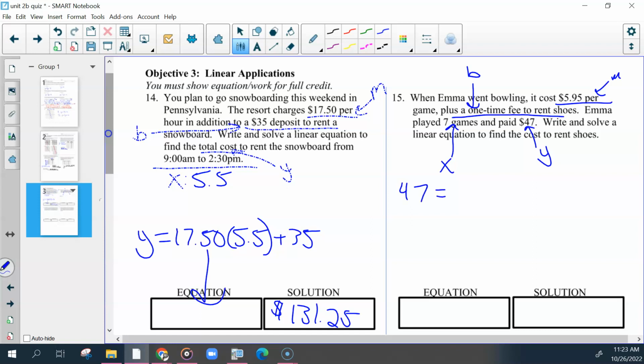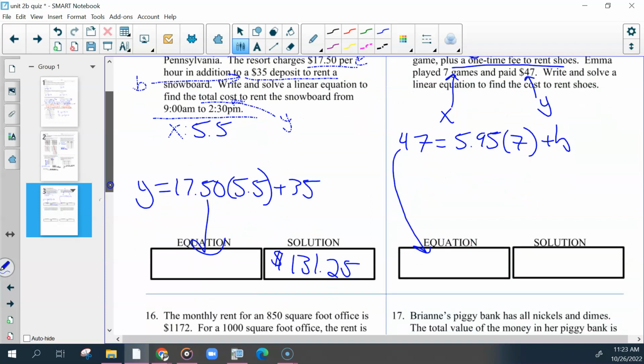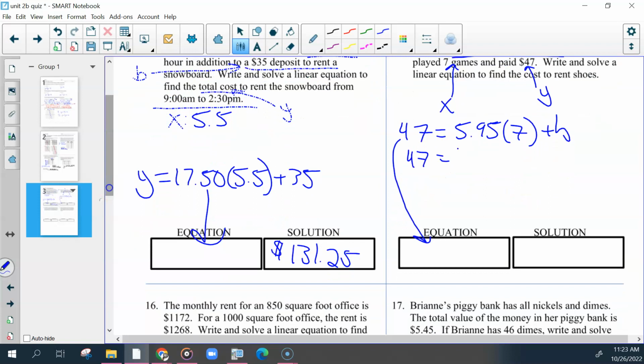So this would be 47 equals our M times our X plus B. And that would be the equation we would put in. But then we would need to solve that equation to get our B. By multiplying. And then subtracting. So then our solution, since we're looking for the cost to rent shoes, this would be a dollar sign, 35. Questions on those two points?